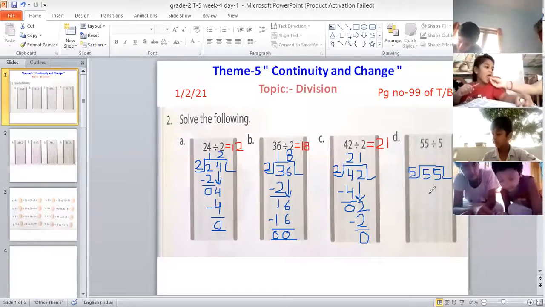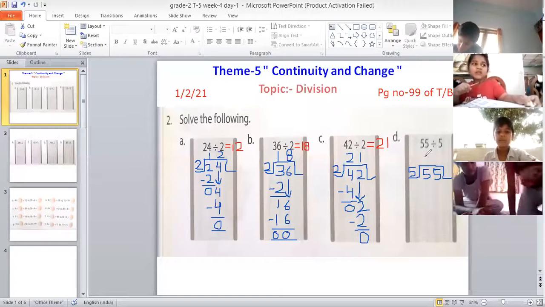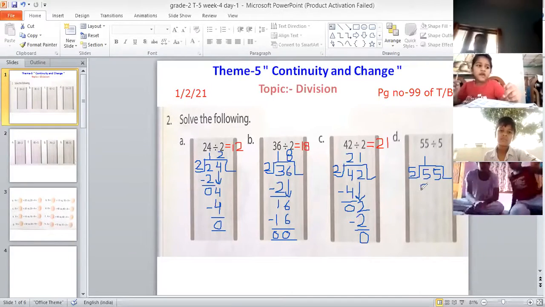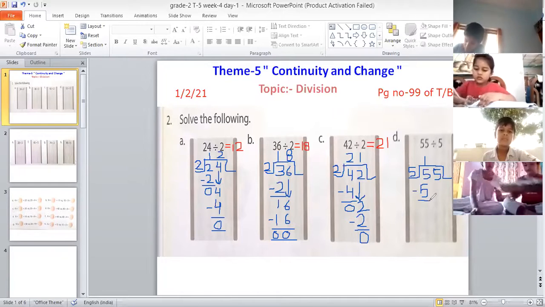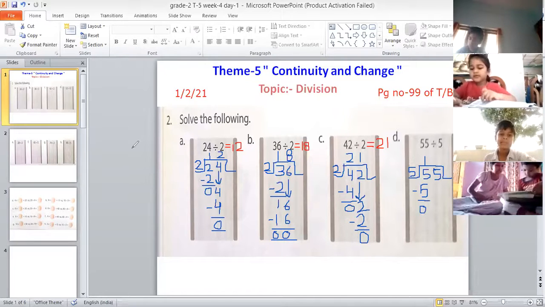Misbah, when will we get 5 in the 5 table? Ma'am, 1. Very good. So we'll write a 5. 1 fives are 5. So we will write this 5 below this 5 and we will put a minus sign here. So 5 minus 5 is? 0, ma'am. Very good. So we'll write here 0.